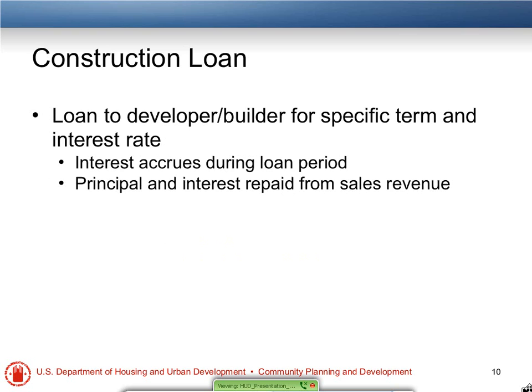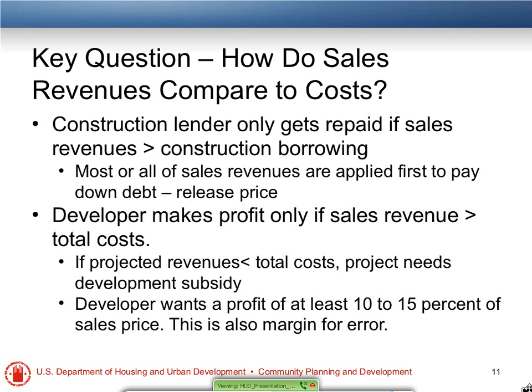Let's talk about the construction loan. Again, this is a loan to the developer or the contractor. This will have a specific term and a specific interest rate. Might be something of 18 to 24 months at an interest rate of 5%. During the term of the loan, the interest typically accrues on the loan. It may be capitalized, in other words, converted to principal as part of the construction process, and then that interest and principal would be repaid when the units are actually sold from the sales revenue of those units.